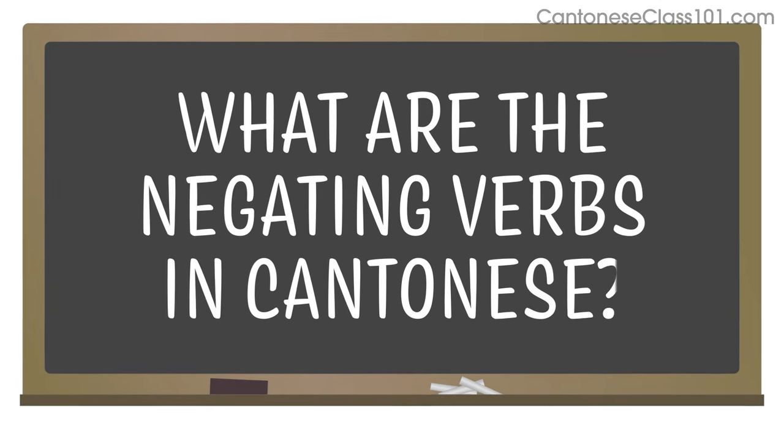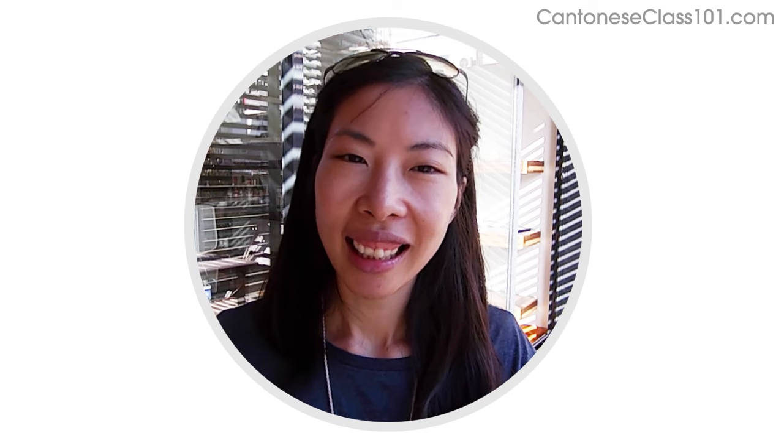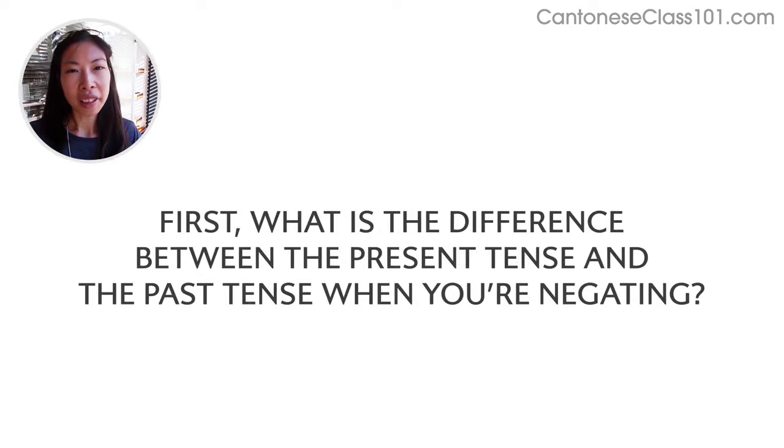The question for this lesson is, what are the negative verbs in Cantonese? In Cantonese, there are two main ways to negate a verb. Using one negating word over the other can change nuances greatly. Let's see how. First, what is the difference between the present tense and the past tense when you're negating?